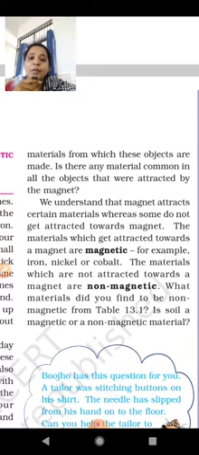Is there any material common in all the objects that were attracted by the magnet? See what they are telling, after writing the list of all the objects, now you have to see whether any of the material is common in getting attracted towards the magnet or not. That we have to check.